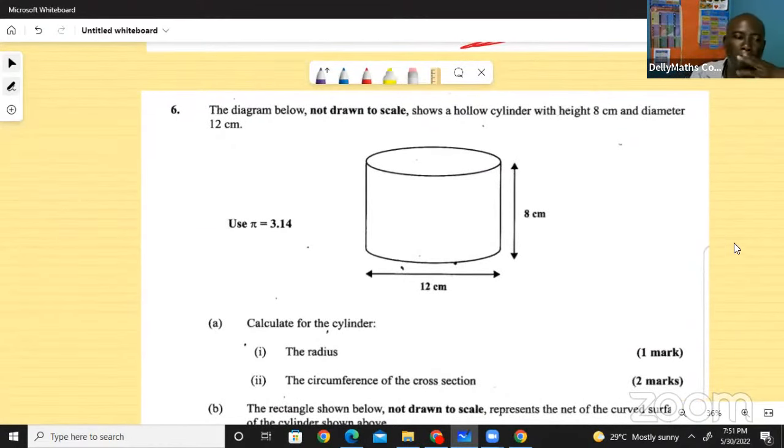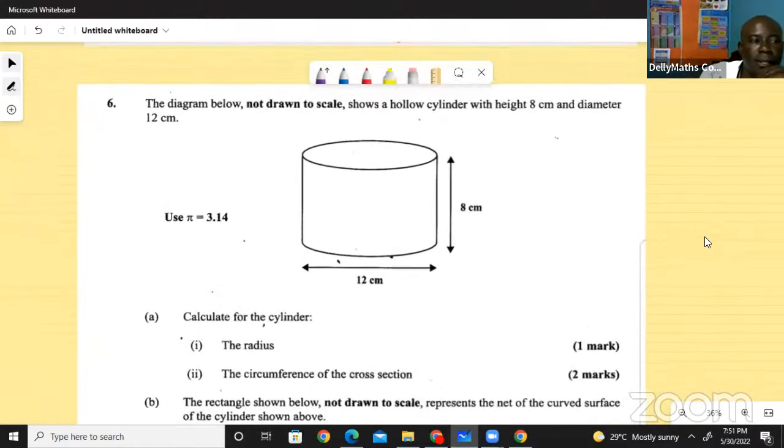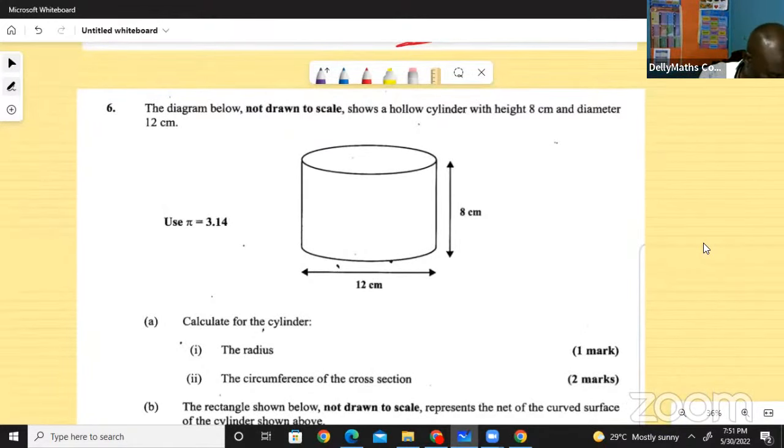All right, let's look at this other question now. Let's take some time and look at this other question. The question says, the diagram below, not drawn to scale, shows a hollow cylinder with 8 cm height and diameter 12. Calculate for the cylinder the radius.